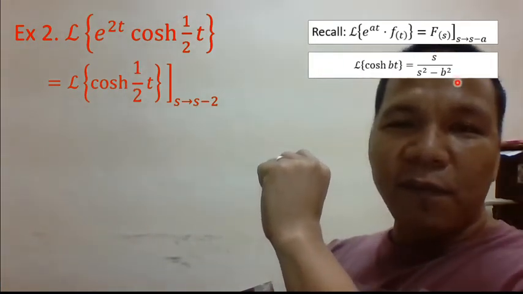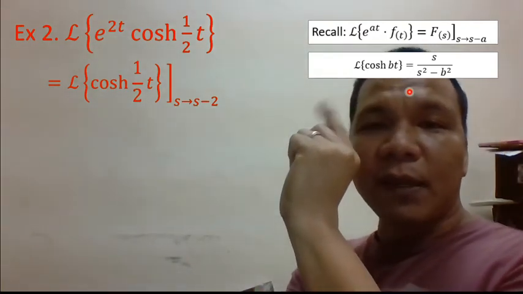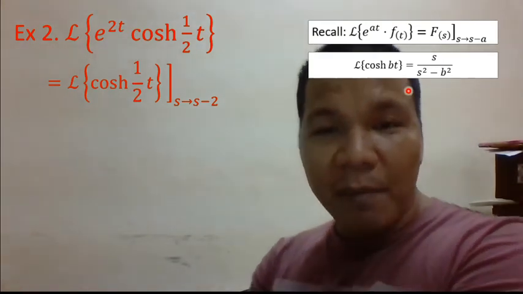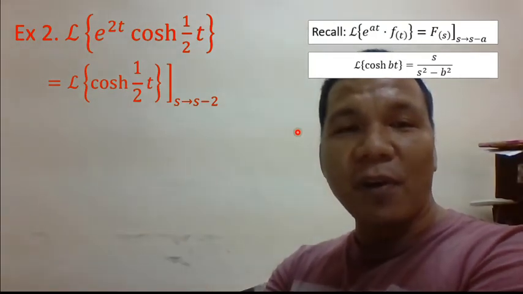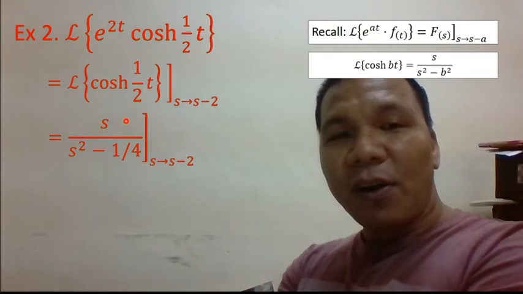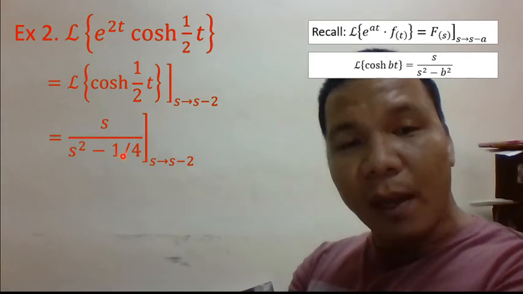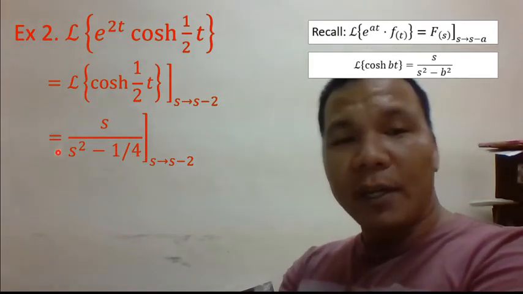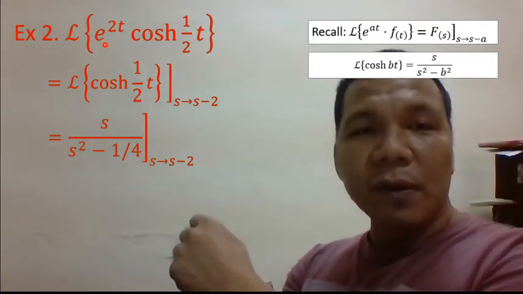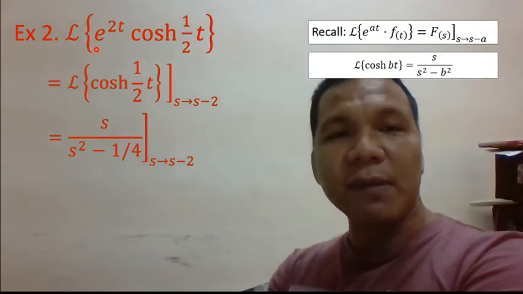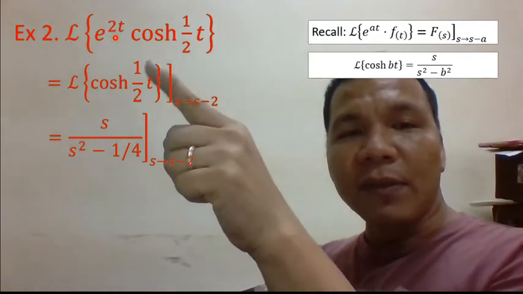Recall that the Laplace transform of your hyperbolic cosine, as shown in this equation above, is equal to s all over s squared minus b squared. Now, taking the Laplace transform for hyperbolic cosine, that is s all over s squared minus (1/2) squared. By simplifying that, it becomes 1/4. Now, after taking the Laplace transform, we need to change the value of s to s minus 2, because this is your first shifting theorem, as indicated by the function of t multiplied by your e raised to at.